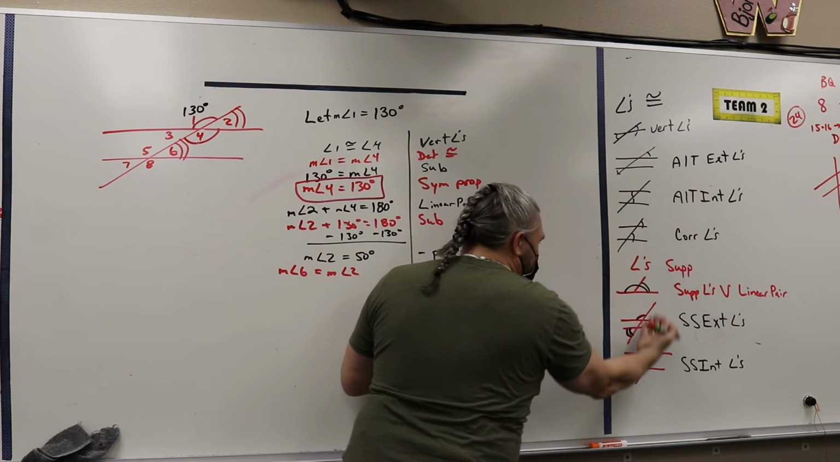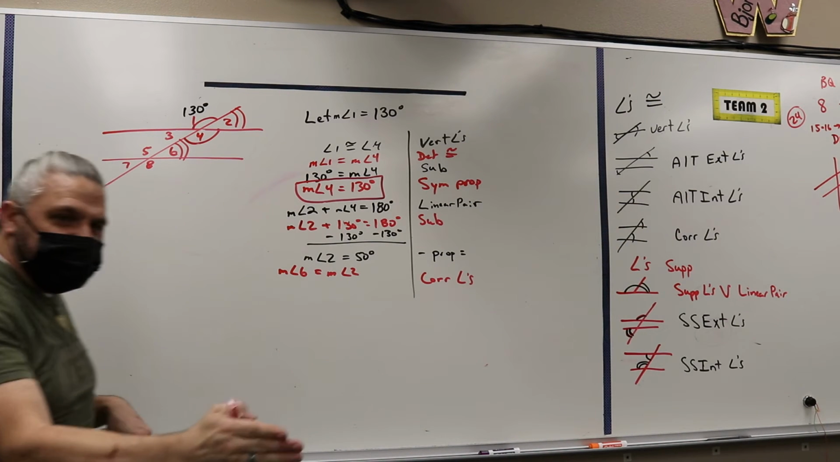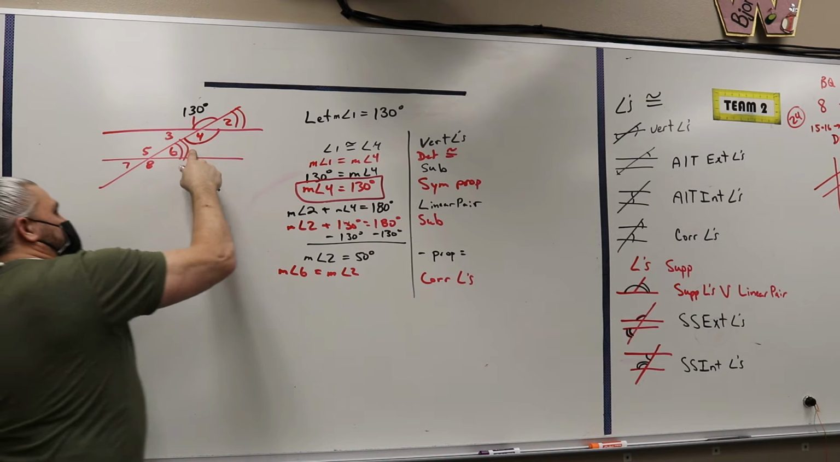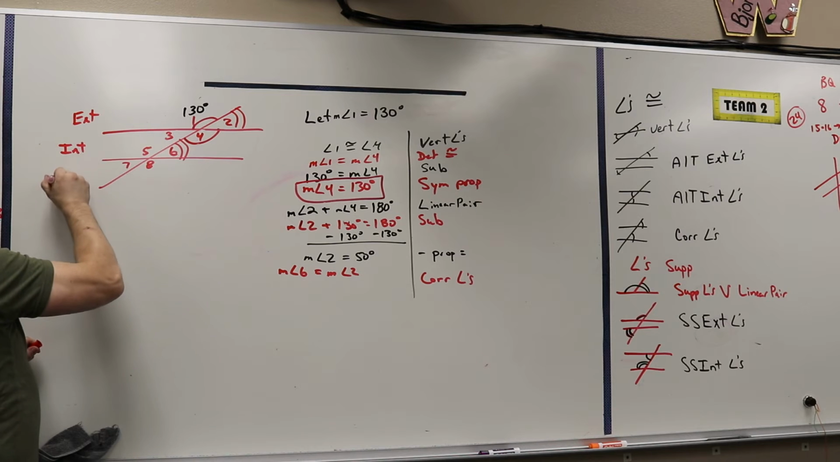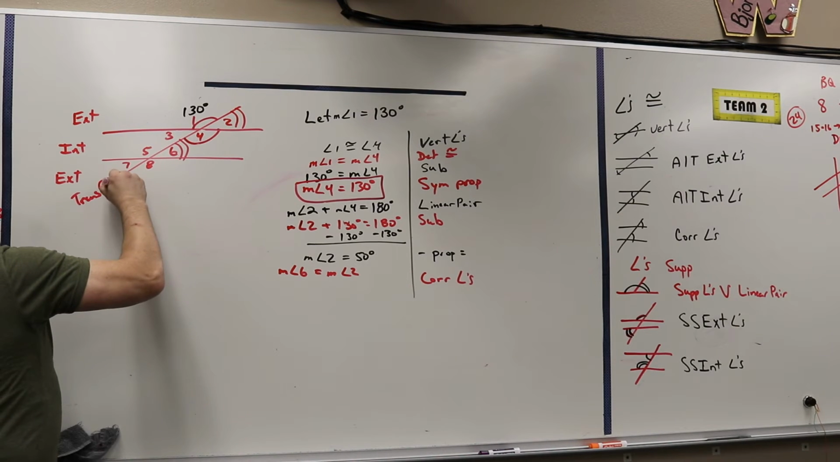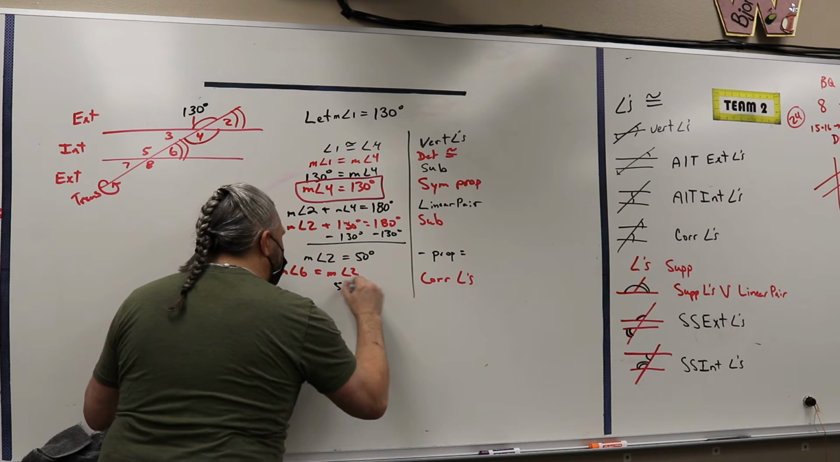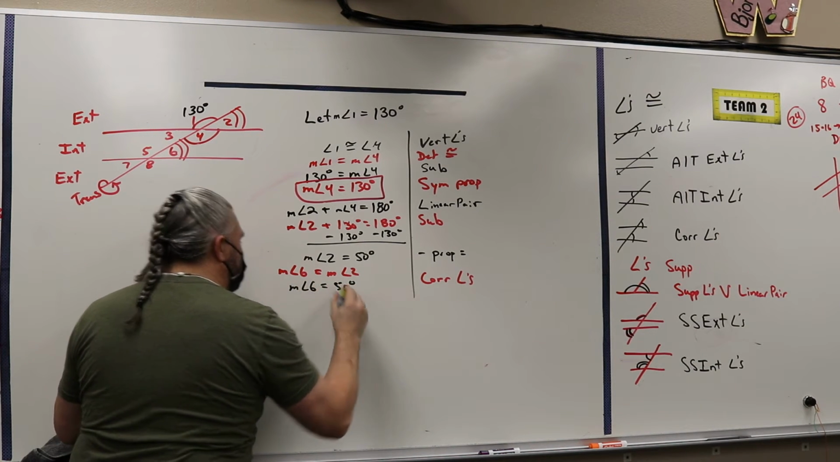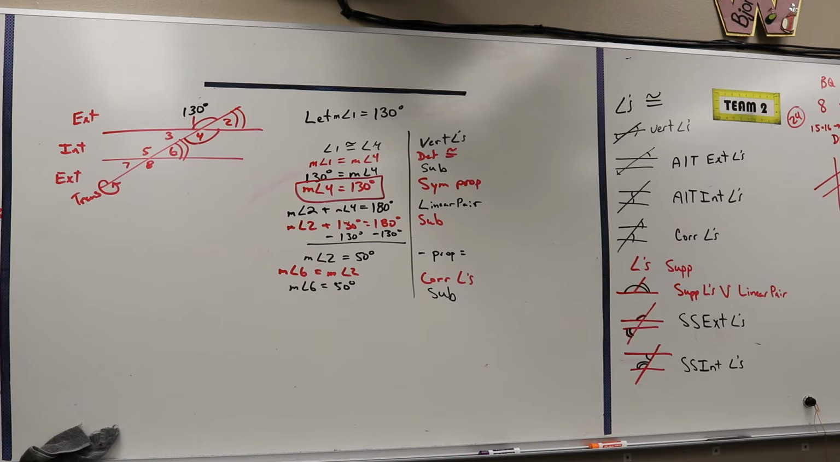So we have our list right here. Corresponding, meaning one's outside, one's inside, but they're on the same side. So remember, exterior, interior, exterior, transversal, right? And when they go on either side of that, that's alternating, right? We haven't done that one yet, but we're about to. But first, we're going to plug in 50. So the measure of angle 6 is what? Equal to 50. Why? Substitution. Yeah.